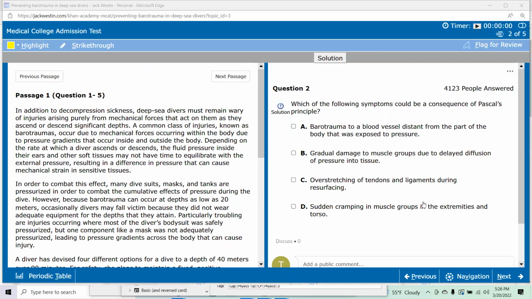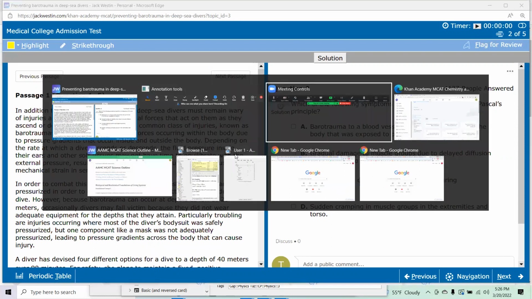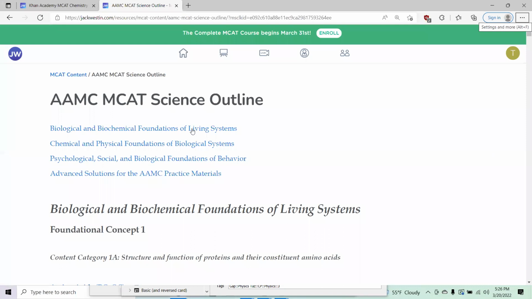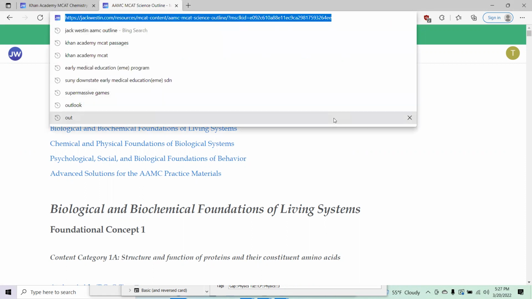What if we don't know what Pascal's principle is? If it's on the test, you're kind of in trouble. But when we're studying, what if we don't know what Pascal's principle is, right? Well, it's time to consult your resources and learn what it is. So what are my resources, right? The resources that I use when I'm doing practice passages like this is the science outline that I had linked you guys before, which I can just link again.